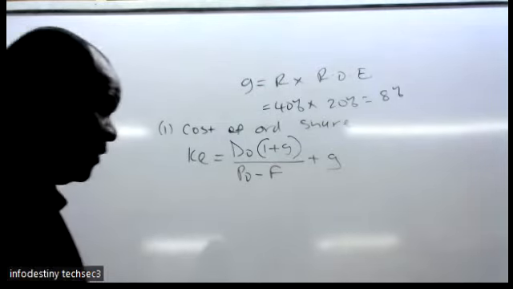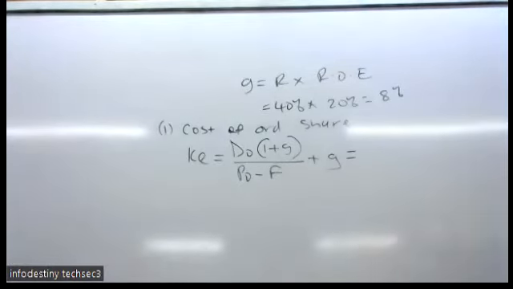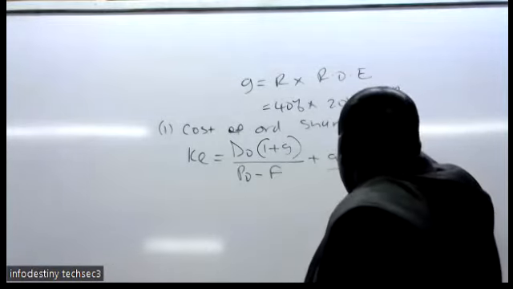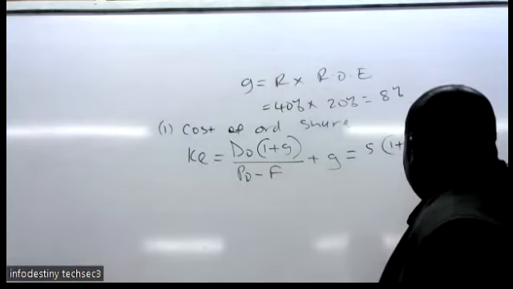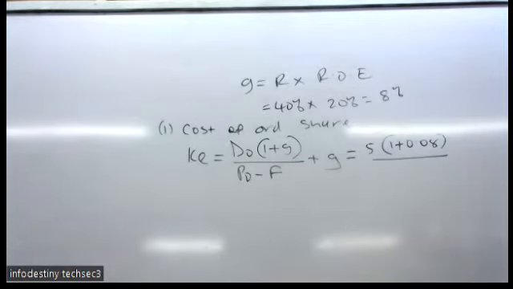D0 is meant to be the last dividend that was paid. In note number two, the firm paid a dividend of how much? So D0 in note number two is given as 5. Then 1 plus the growth rate, which you have just calculated as 8%, the same as 0.08. P0 is the current market price per share, which you can see in note number one.